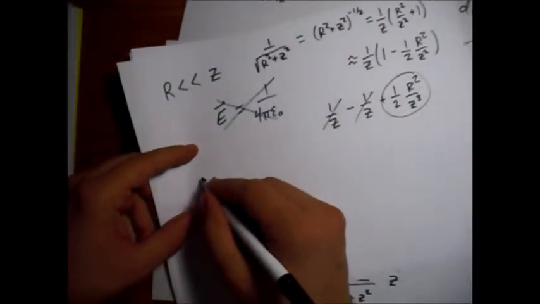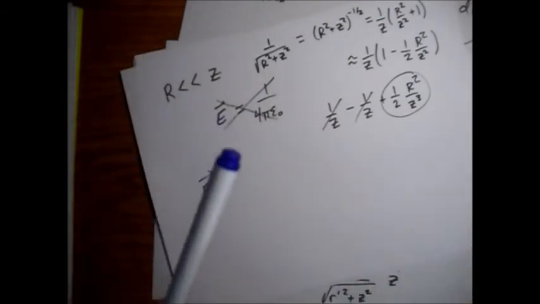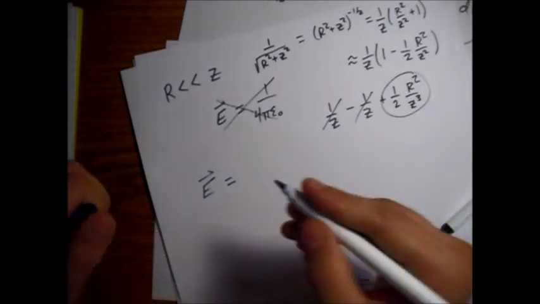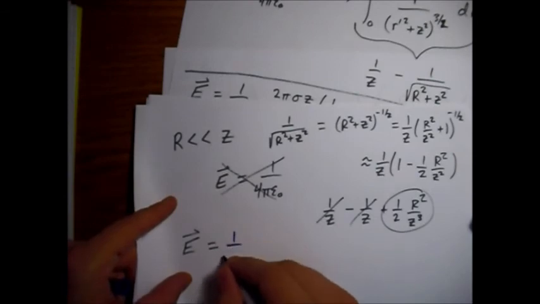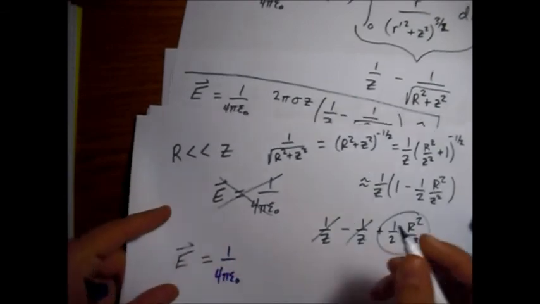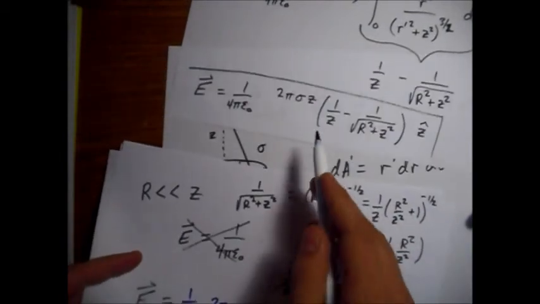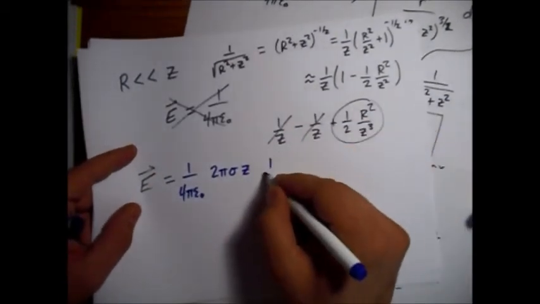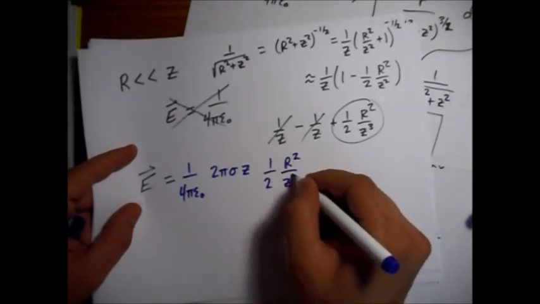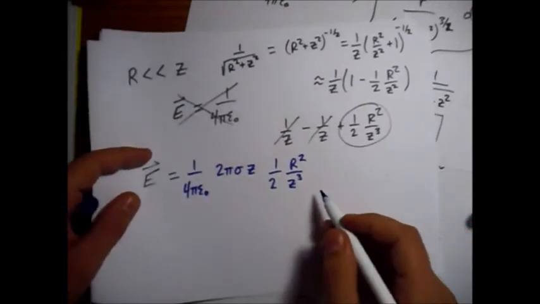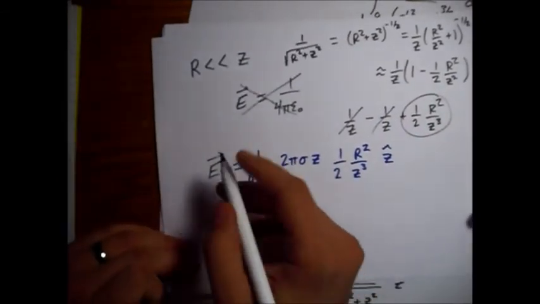All right, turned out a little bit messier than I originally planned. Let me switch to a different marker and get better resolution. Okay, so we have our 1 over 4 pi epsilon naught. We have a 2 pi sigma z. And then we just have this term here, which is a 1 over 2 r squared over z cubed. And again, in the z hat direction.